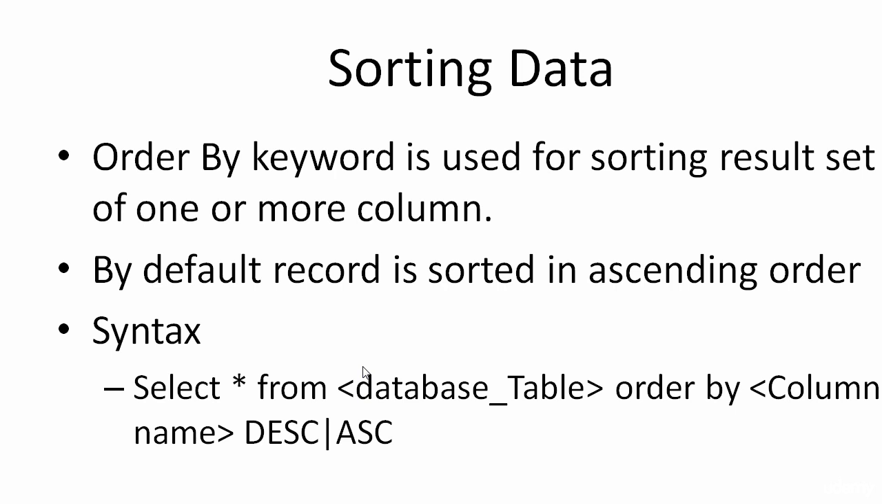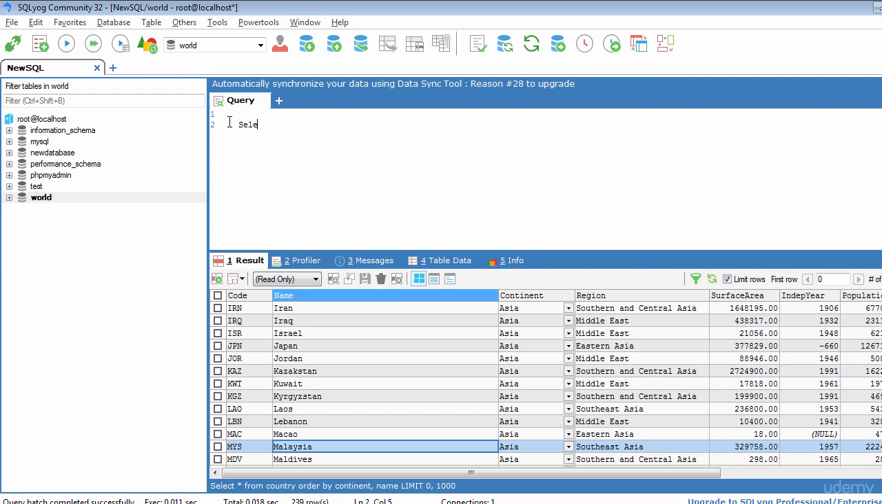First, we will see the query to sort the data. Second, we will see how to sort the data in descending order. And third, we will see how to sort the data in ascending order. So let's get back to the SQL editor. First, I'm going to write a query to retrieve the complete set of data from the country table.